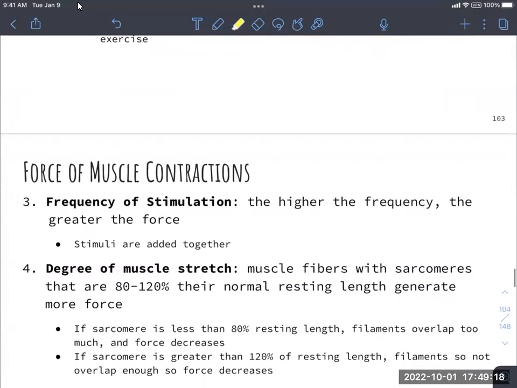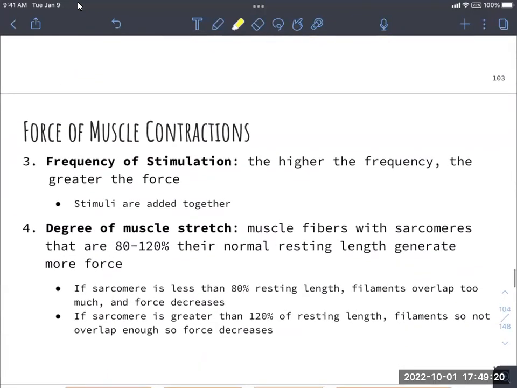The frequency of stimulation. Again, we talked about the more action potentials that are coming from that nerve being sent from the brain down to that muscle, the more action potentials being sent, the greater the force. And the degree of muscle stretch. When muscles are relaxed, their muscle fibers at that sarcomere are 80 to 100% of their normal resting length.